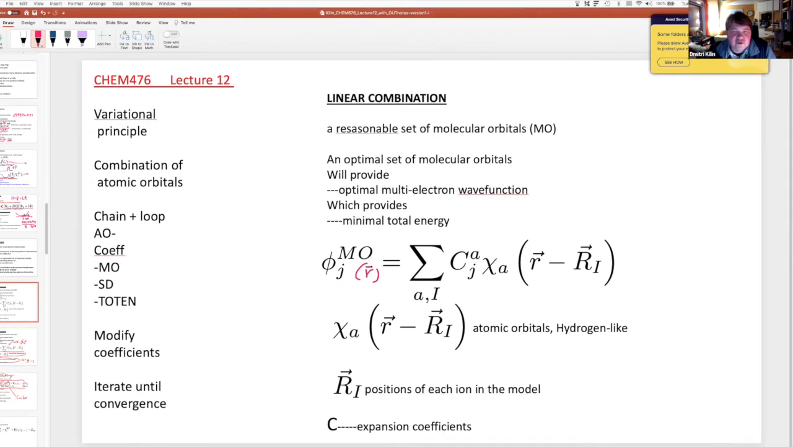So Boston, would you like to try? So is that a linear combination of wave functions? Yeah, that's about where I'm at. Okay, good. Lina?